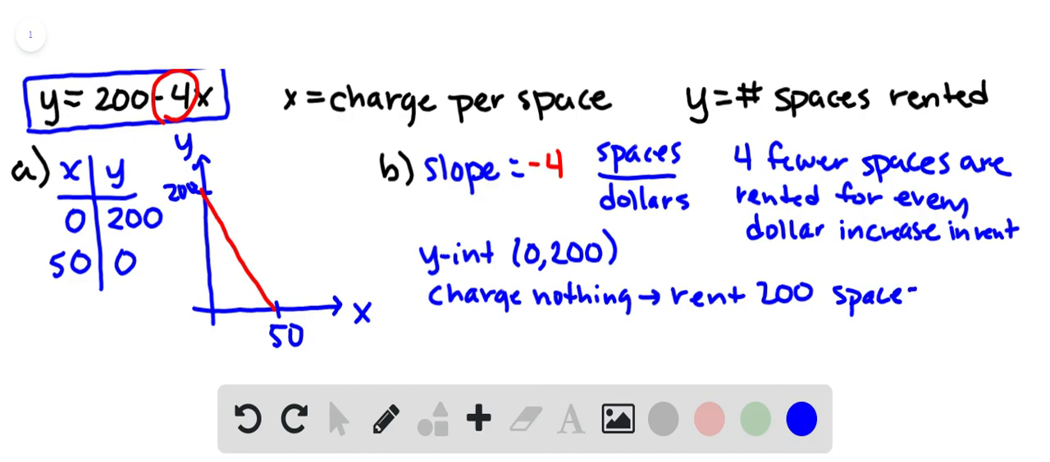How about the x-intercept? That was the point 50, 0. We looked at that a moment ago as well. That would be if he charges $50 per space, he won't rent any of them. Charge $50, rent 0 spaces.